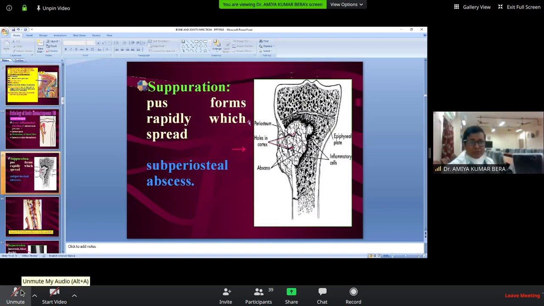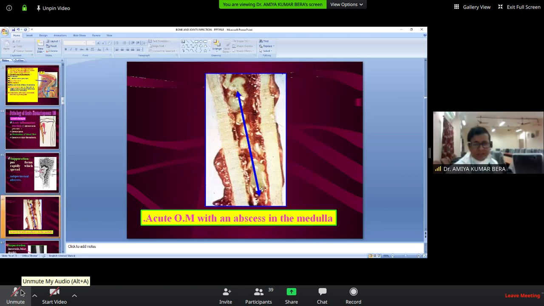Anyway, so the other path is the medullary. It may travel along the medullary cavity.